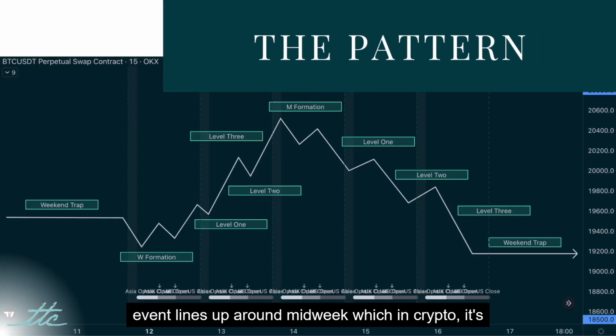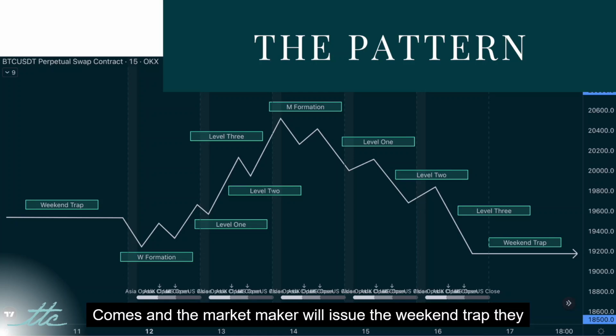If the news event lines up around midweek, which in crypto is Wednesday or Thursday, we expect the midweek reversal will come in then. If retail sentiment is bullish on that news, it's likely the market maker will issue a W formation early in the week, then run a 3-level rise into the news, then issue the reversal out of the news. Then finally Friday comes and the market maker will issue the weekend trap.